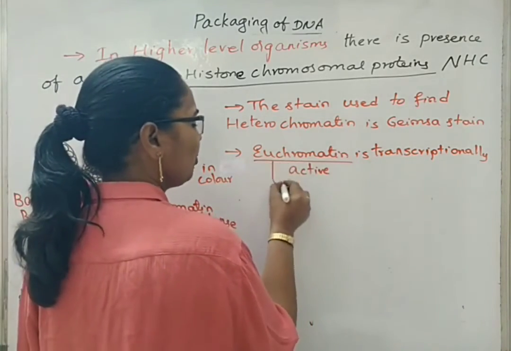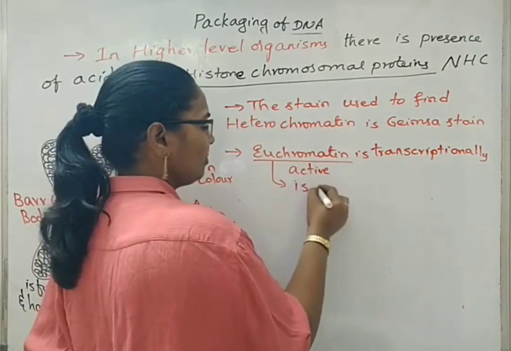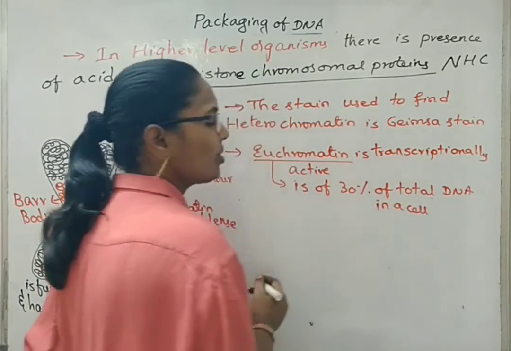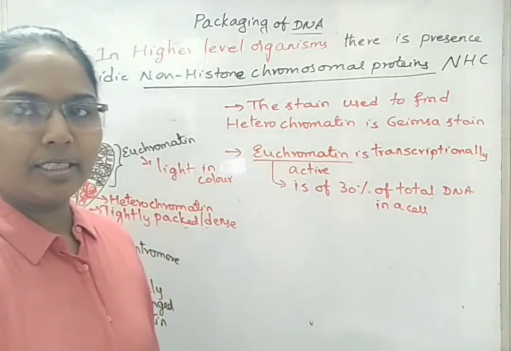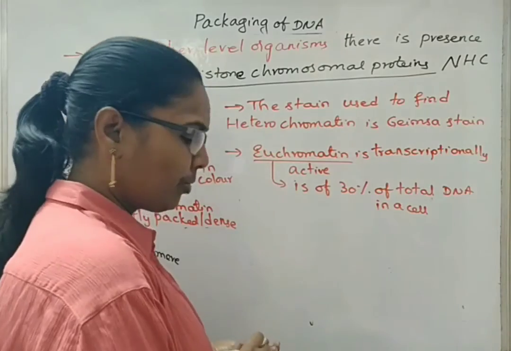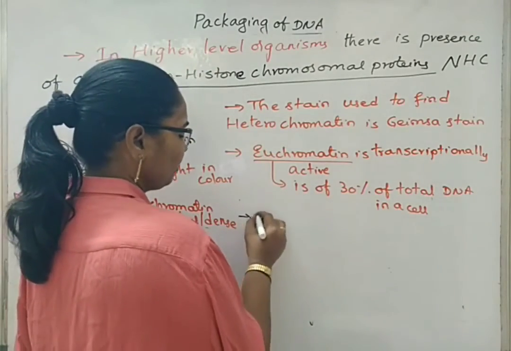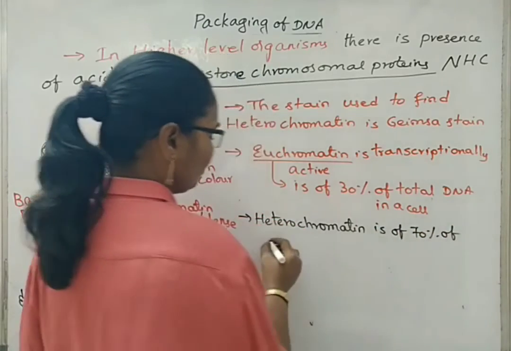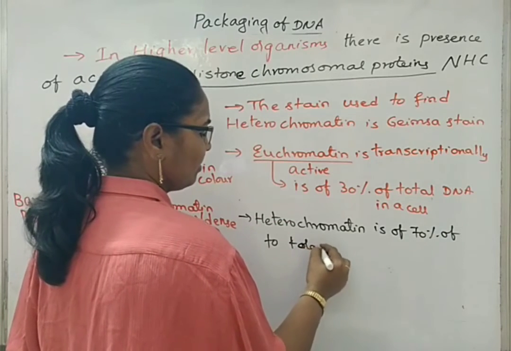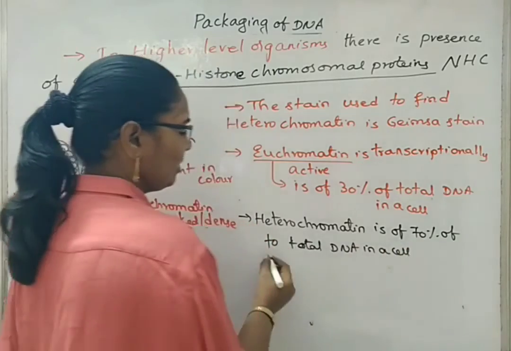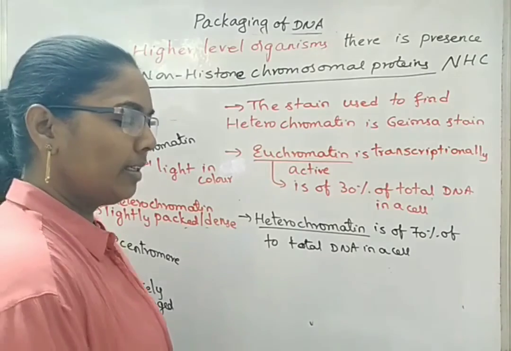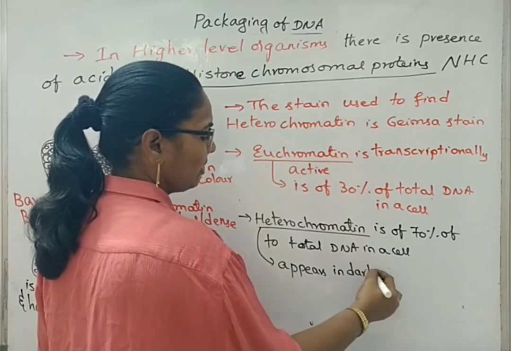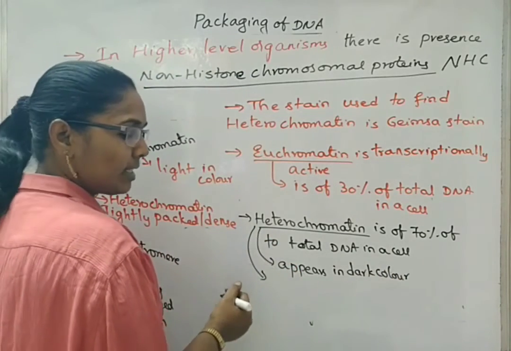How much percentage does this euchromatin exist in the chromosome? It is of 30% of total DNA in a cell. You can also say it is of 30% of the genome. Genome means the genetic material inside one cell. Coming to heterochromatin. Heterochromatin is of 70% of total DNA in a cell. Next, when it is stained with Giemsa stain, it appears in dark color. Next, this one is transcriptionally inactive.